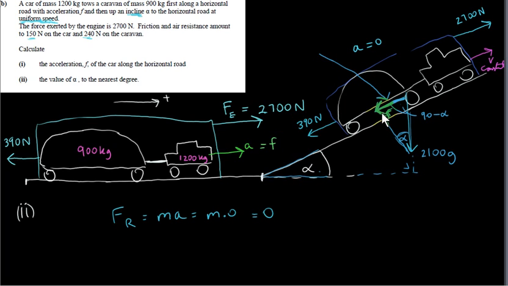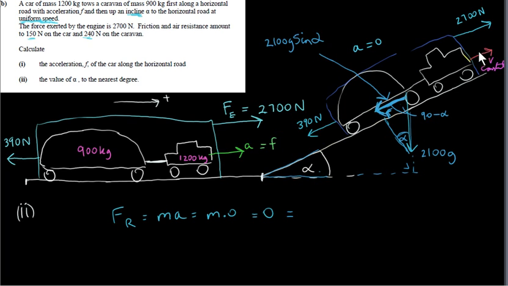So we need to take the hypotenuse of this right angle triangle, which is 2100 g, and multiply it by sine alpha. Because this side here is opposite alpha. The sine of alpha is this side divided by the hypotenuse. So it would be 2100 g sine alpha divided by 2100 g, which would just give us sine alpha.